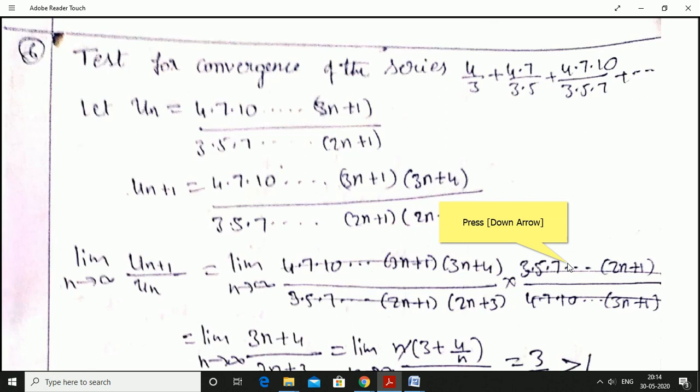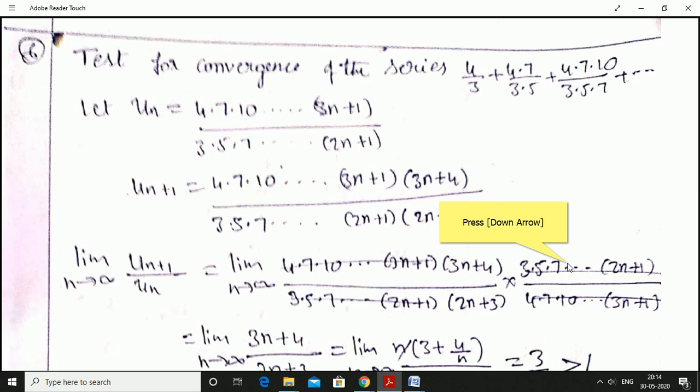Here un is 4 into 7 into 10 into, once again it is also AP, with the first term A equal to 4. Common difference 7 minus 4 is equal to 3. Nth term will be Tn is equal to A plus (n minus 1) into D: 4 plus (n minus 1) into 3, 3n minus 3 plus 4, nothing but 3n plus 1. As well as in the denominator, the same thing: 3 into 5 into 7 up to 2n plus 1.